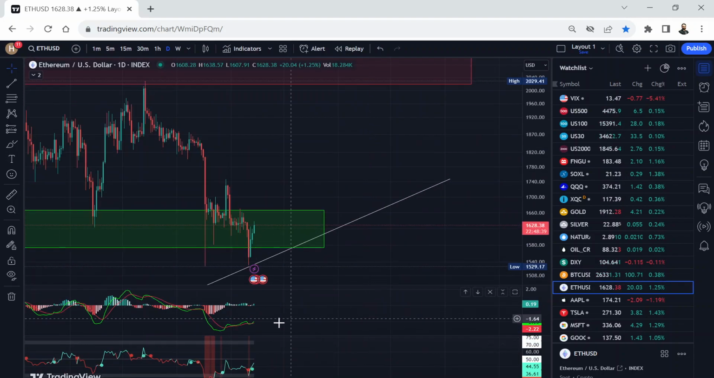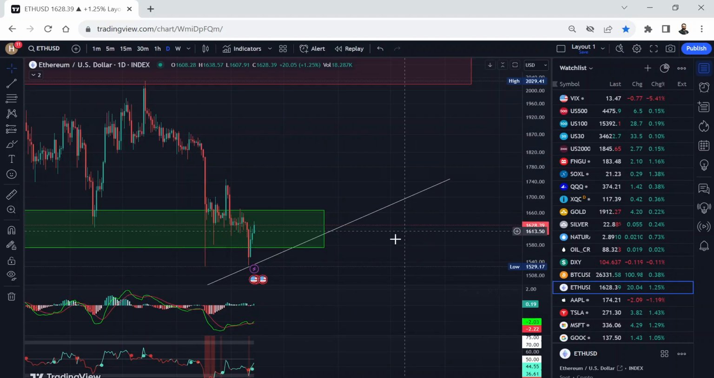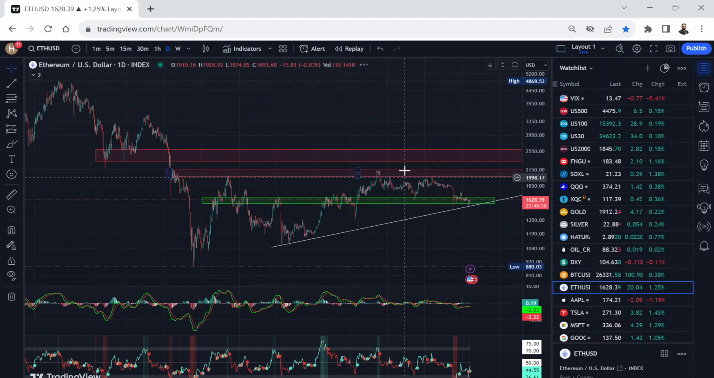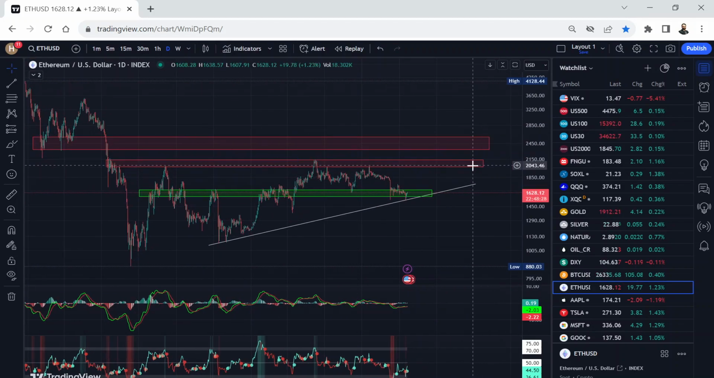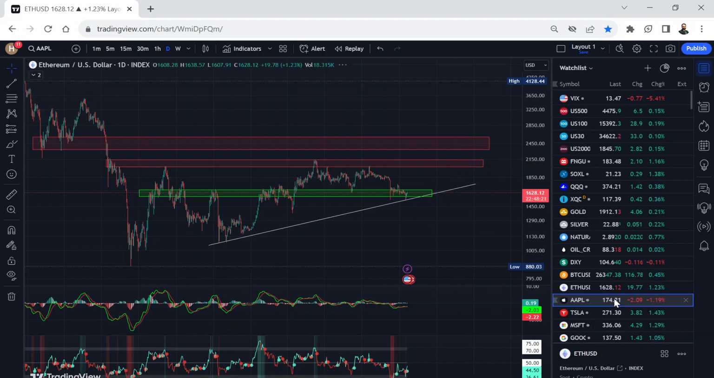I did also get a green dot on Ethereum, and if I zoom in on RSI, now the green line is above the red line, which is a very good sign. Ethereum is also looking good. The next resistance on Ethereum is around here, around $22,000, let's say. So from today's close, it could go up as much as 24%.